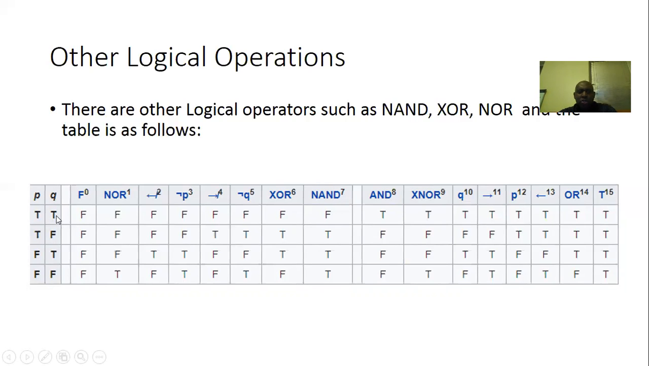true and true is false. True and false is true. False and true is true. False and false is true. So the NAND operator will actually look almost like the result of an OR function.